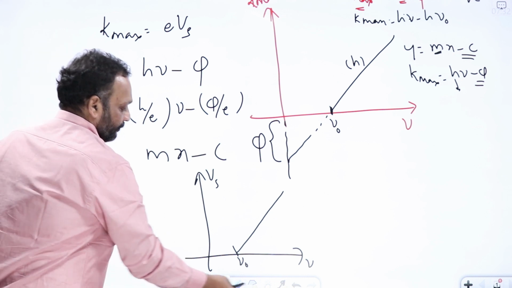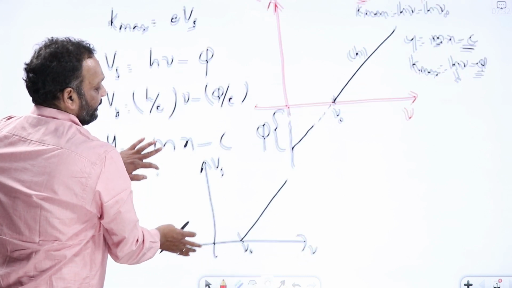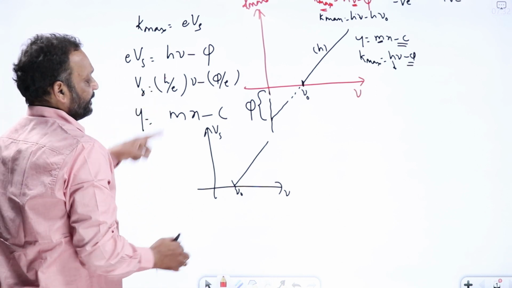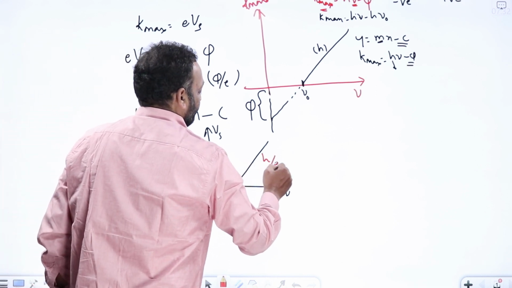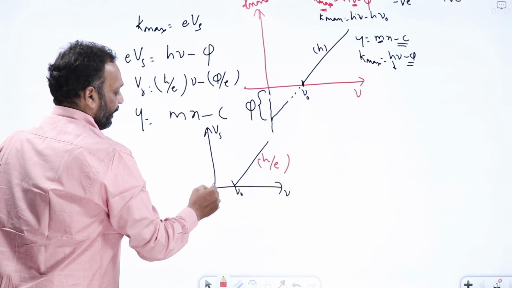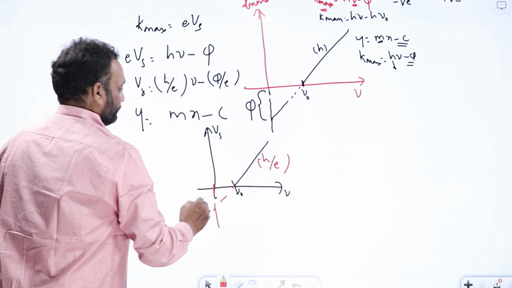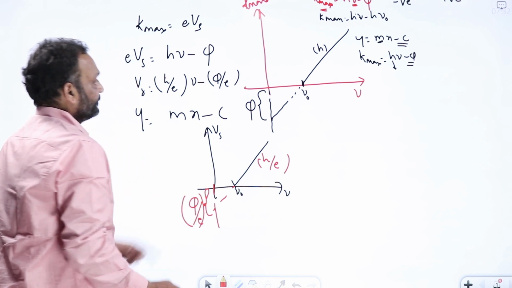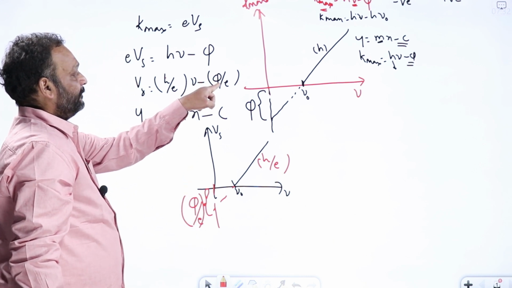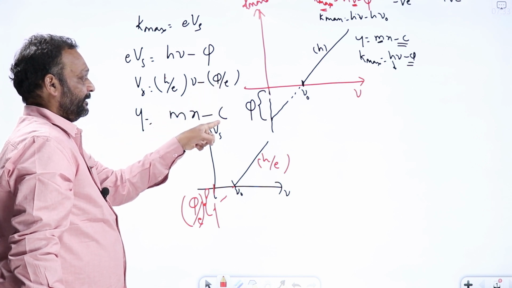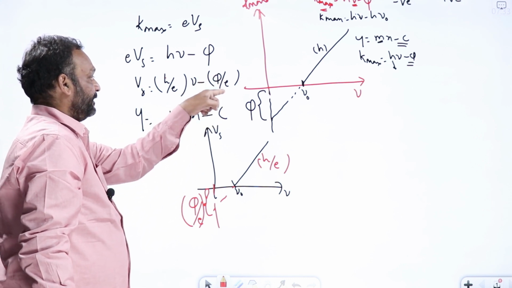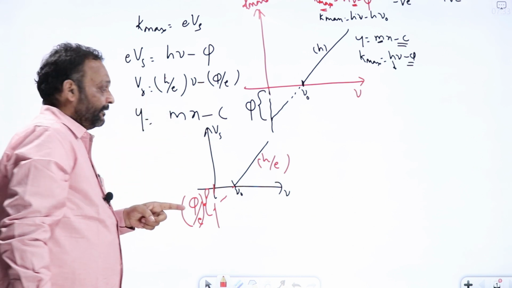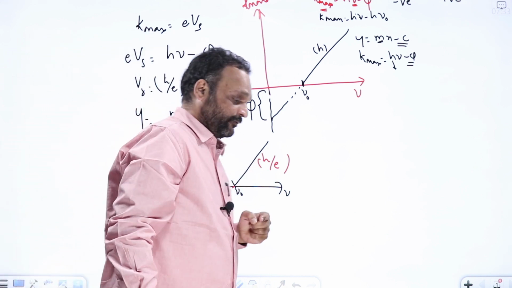Okay, now what is the slope of this line? For the slope of this line we have h by e. It means this graph's slope will give you h by e, and its negative y-intercept will give you phi by e. So as the negative y-intercept we have phi by e, and for the slope we have h by e. Okay, this is the stopping potential versus frequency graph.